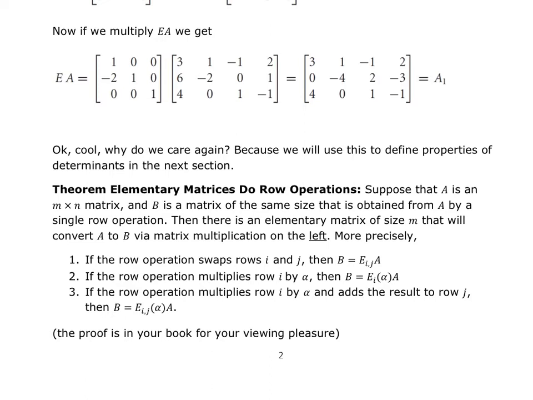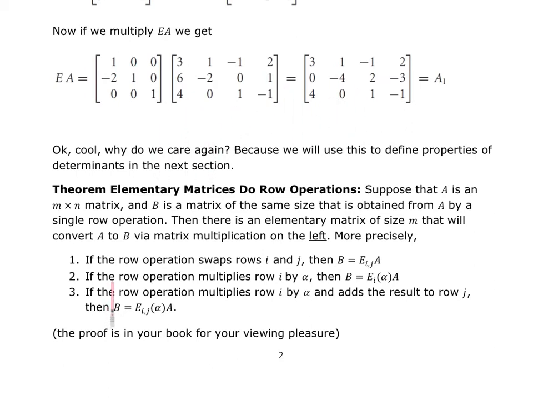Here's the theorem. It says, suppose A is an n by n matrix, and B is a matrix of the same size that is obtained from A by a single row operation. Then there's an elementary matrix of size n that can convert A to B by matrix multiplication on the left. So that's what this is saying. If I have this elementary matrix, I multiply it by A, and then I'm going to get this matrix B, which is row equivalent to what we started out with.